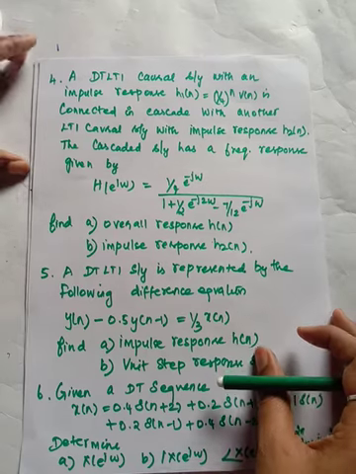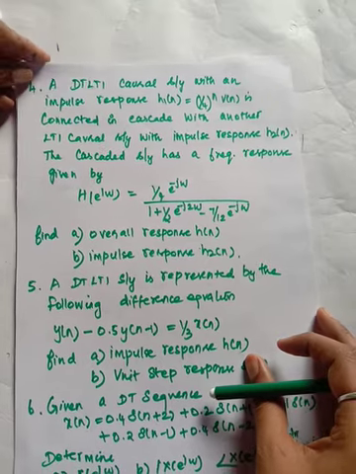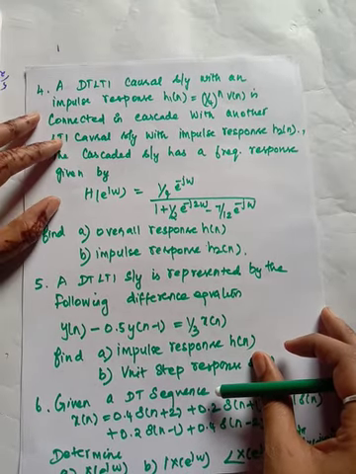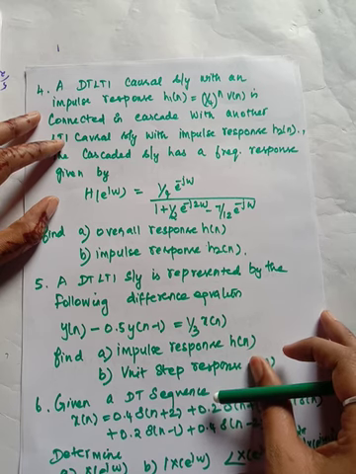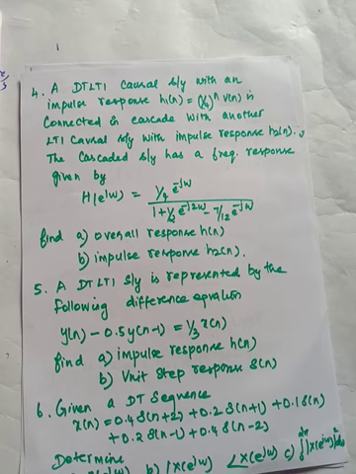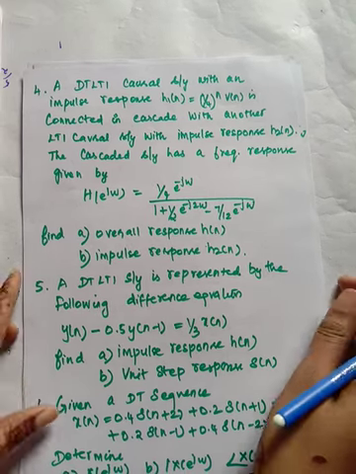Okay, listen. Here I have given 4 problems. You have to solve these 4 problems, and I will post the answers after you have solved them, for testing your answers. Consider a discrete LTI causal system with an impulse response h1 of n equal to (1/4)^n u of n, and this system is connected with another system whose impulse response is h2 of n.